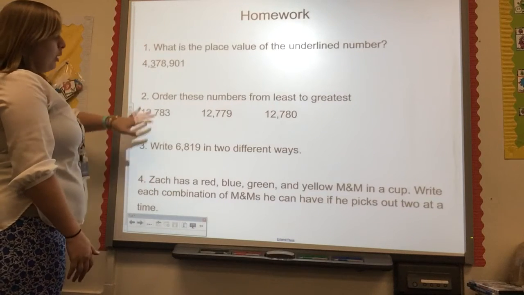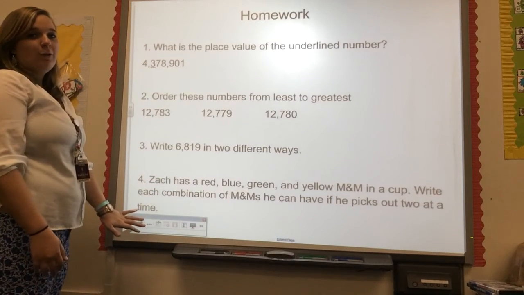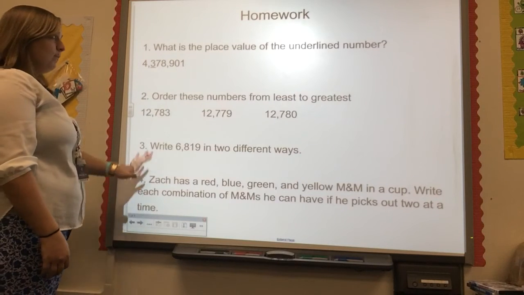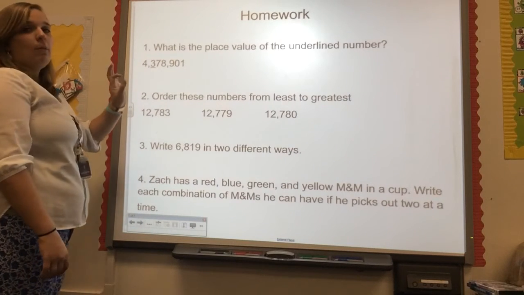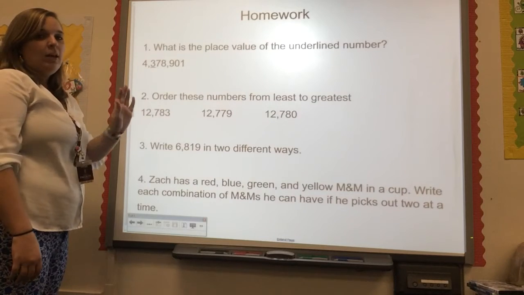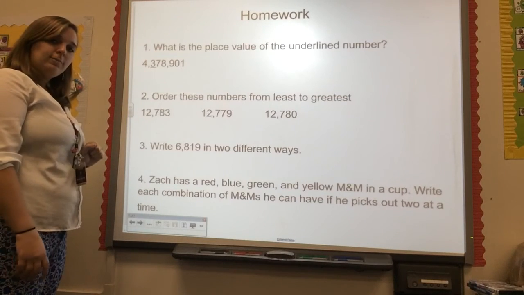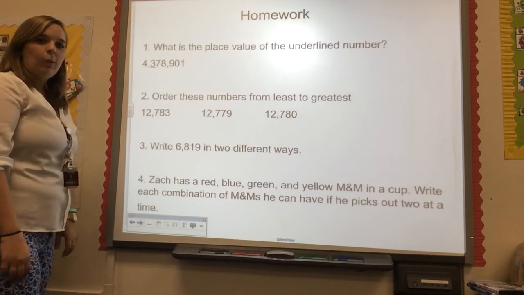Bring all 4 of these back for me tomorrow. This is your homework, so I need to be able to check it. If you have space, put it on the back of lesson 1.6. If not, do it on the next blank page. Okay? Get this done. I will see you tomorrow.